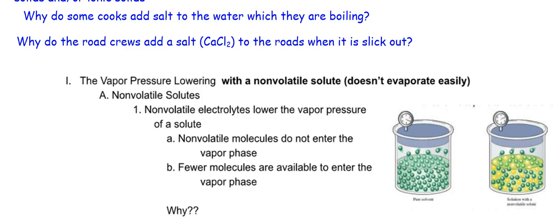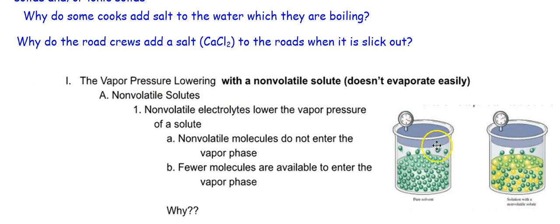Why? Well, non-volatile molecules do not enter the vapor phase, okay? They do not become a gas, which is going to change the vapor pressure. So now it says fewer molecules are available to enter the vapor phase. So fewer of the water molecules or whatever your solvent is are now going to join that vapor phase. And the question is, well, why?